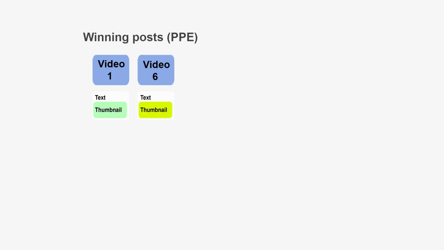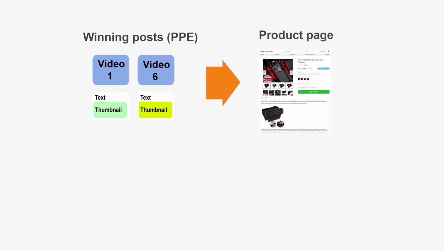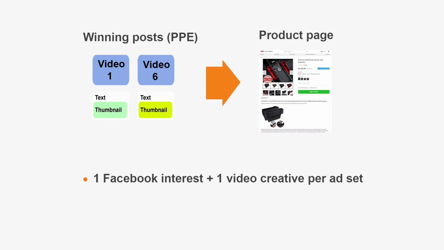Our team uses 1 to 3 winning posts from the PPE campaign. This campaign will lead potential buyers to the product page on our site. For targeting, the team uses Facebook interests, 1 interest and at least 1 video creative per each ad set. We start with at least 5 interests, but later you can add more.